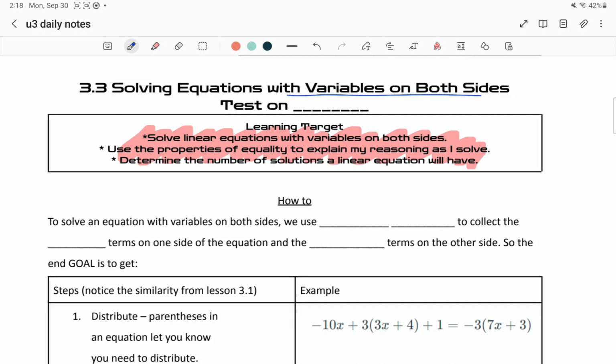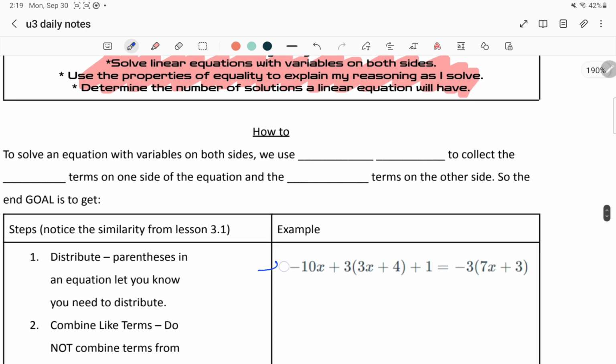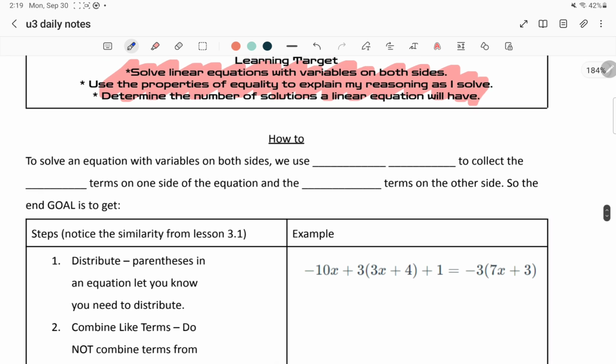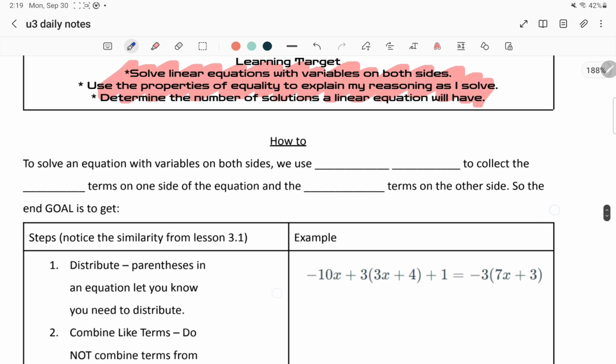Hey guys, today we're doing variables on both sides. So we're just going to be adding to 3.1, which was multi-step equations. We're just going to make them look a little bit scarier, but I promise it is the same thing, okay? So that's what I mean by a little scarier. They get a bit longer, but I promise it ends up the same way. So let's just get right into it today.